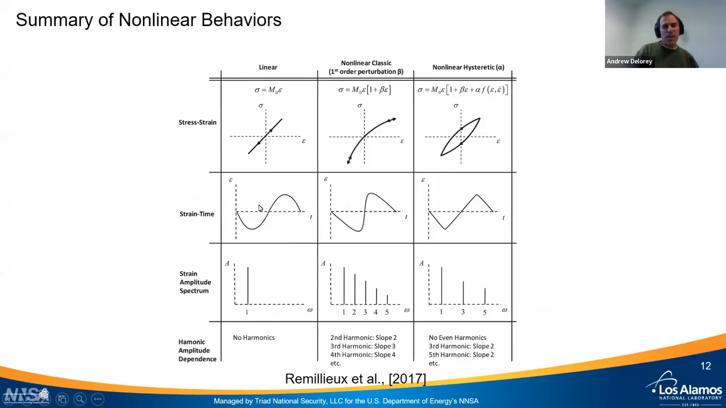So this is just a summary. We have linear elasticity where the slope is constant between stress and strain. We have the classic nonlinearity, which just has Hooke's law with some extra terms. And then we have the hysteresis, which has a dependence on strain rate and also strain history. And these are just some other aspects of traveling waves and things like that.